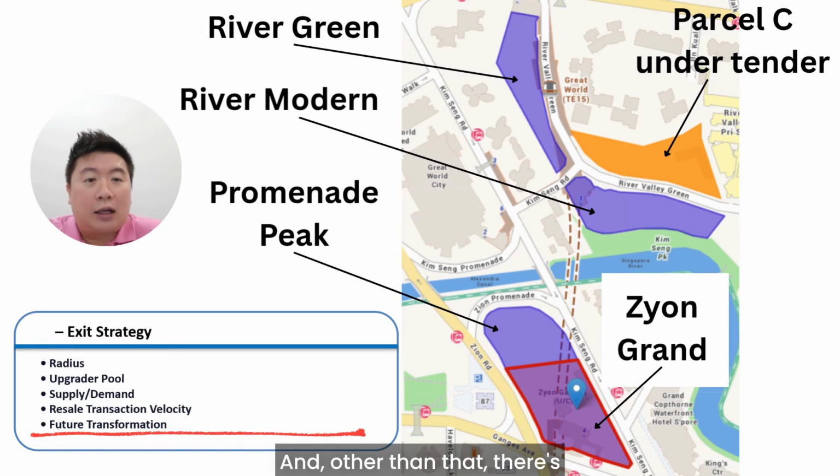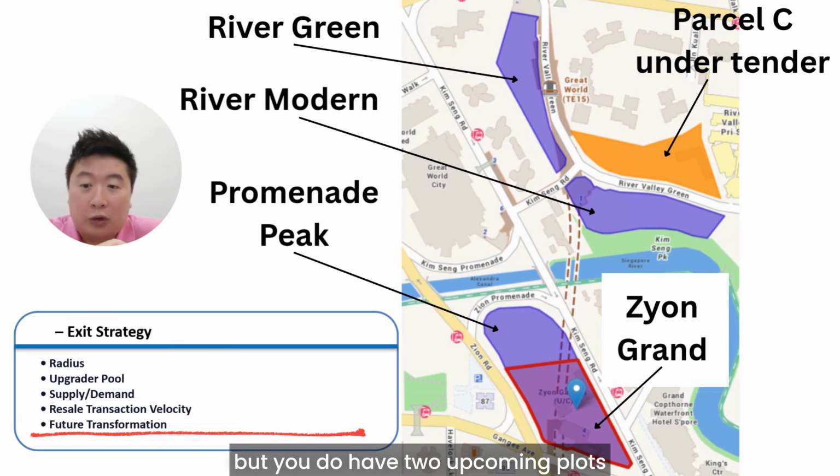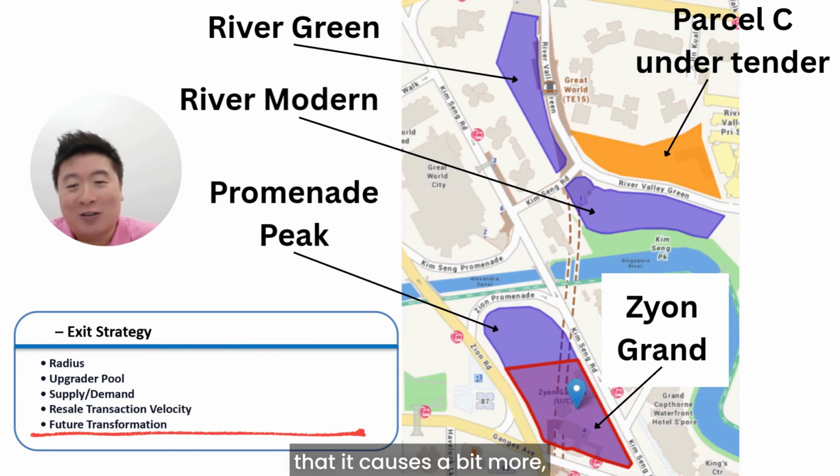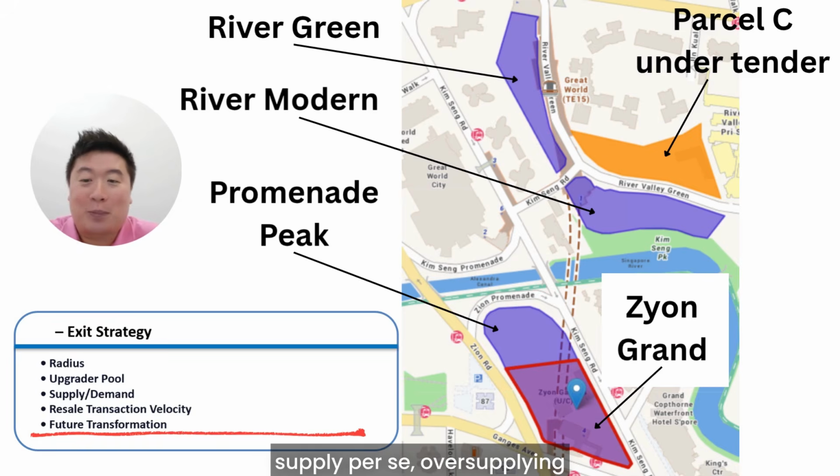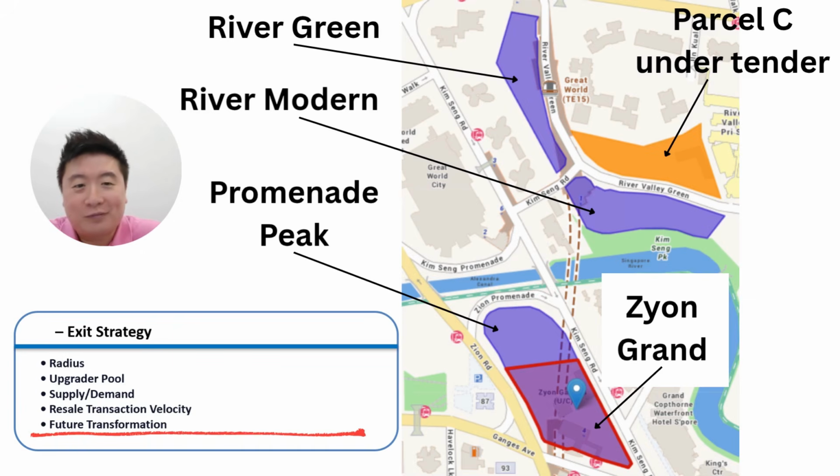And other than that, there's also a parcel C that's currently under tender. Okay? Yeah. No future transformation, but you do have two upcoming plots of land to help a bit with your exit strategy and price support. Although you can also say that it causes a bit more supply per se, oversupplying situation, at least at TOP. Yeah. All right. Let's move on.